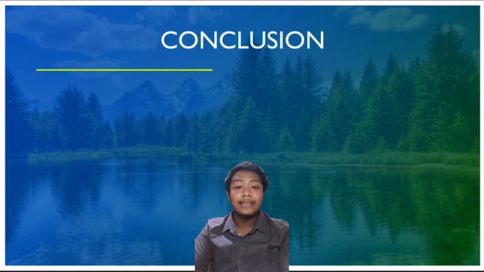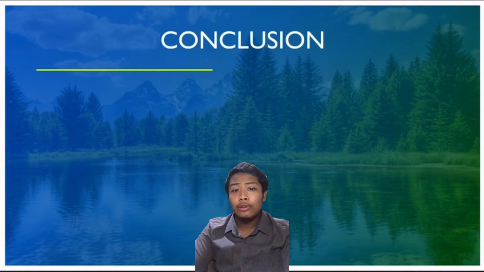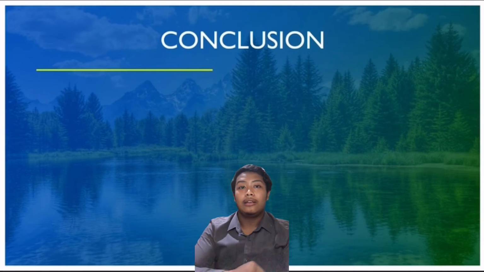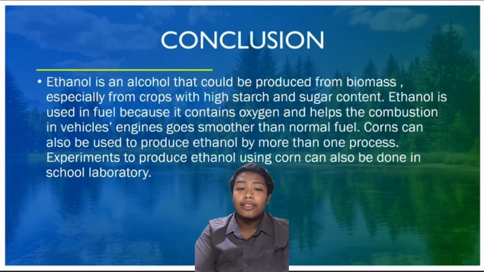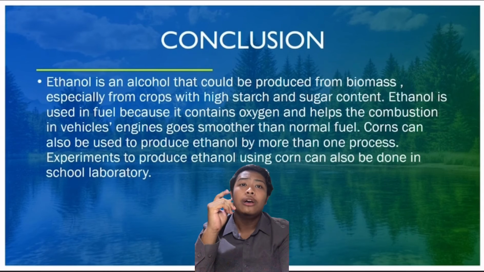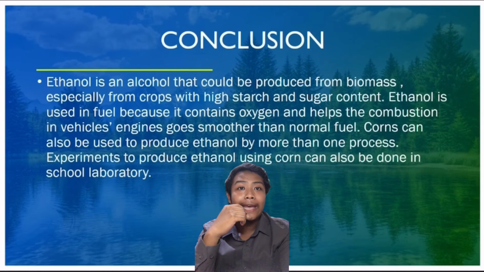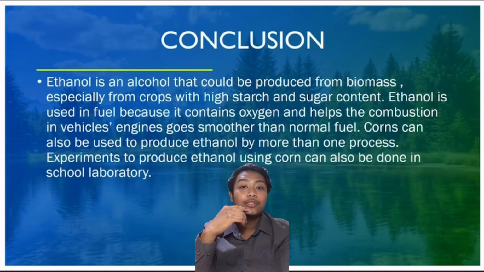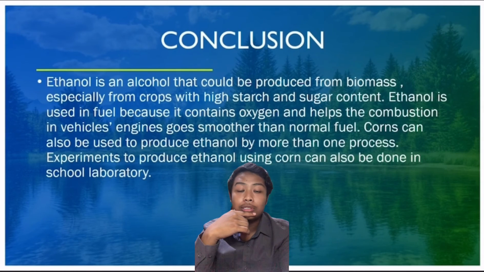With all that being said, what can we conclude from all this? So, the conclusion is ethanol is an alcohol that could be produced from biomass, especially from crops with high sugar and starch content. Ethanol is used in fuel because it contains oxygen and helps the combustion in vehicles' engines run smoother than normal fuel, because normal fuel doesn't have oxygen, right?